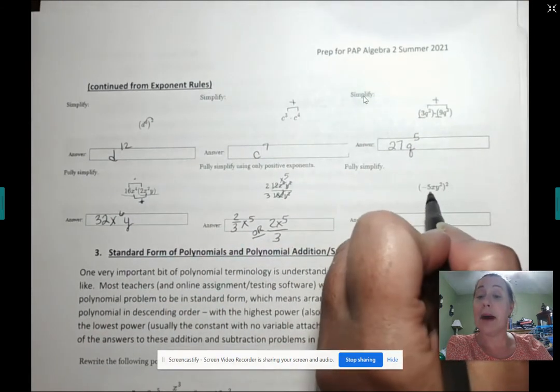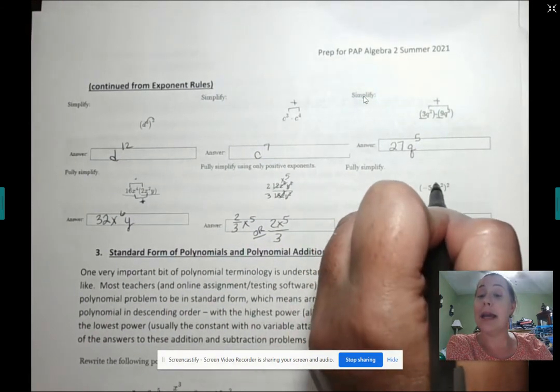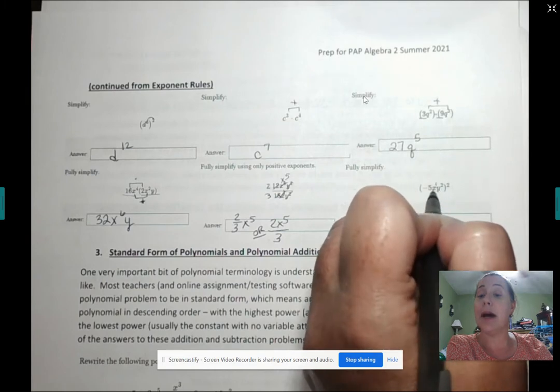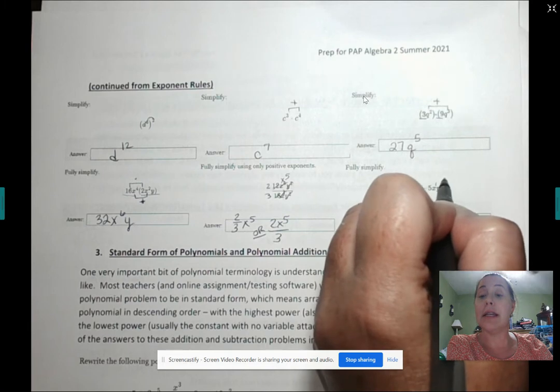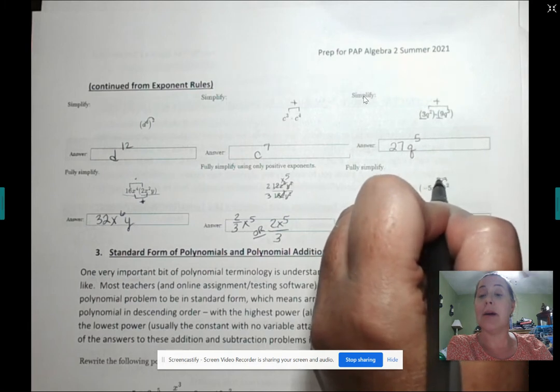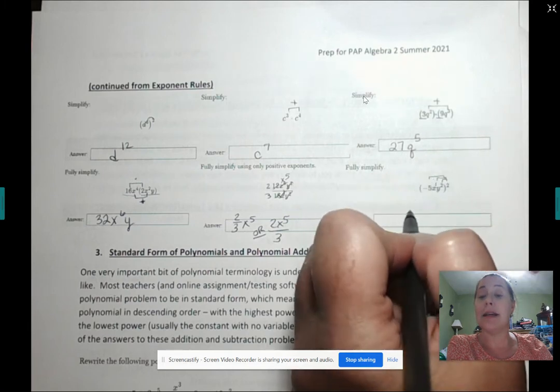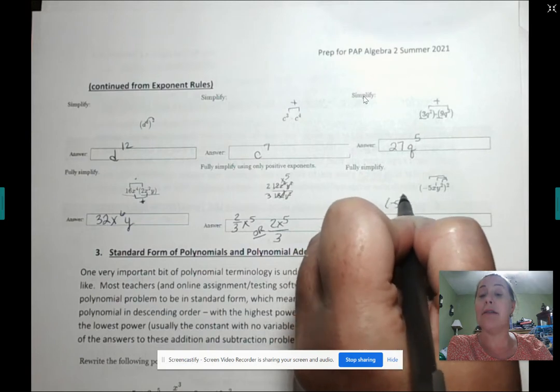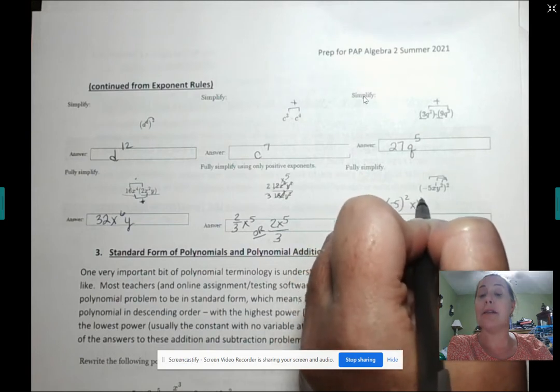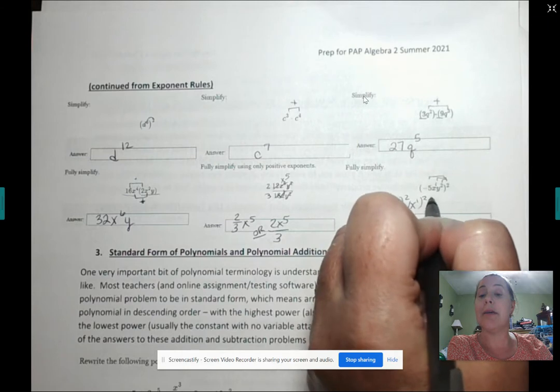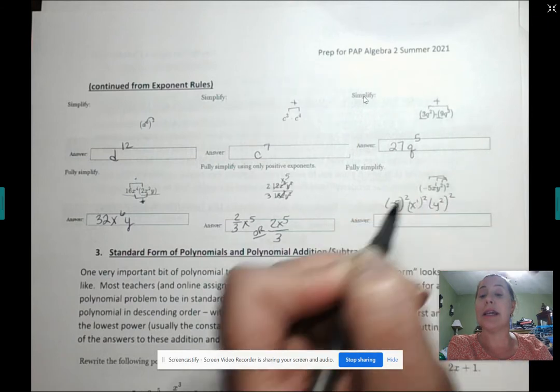And then we've got a power to a power. Now this one's more complicated because x has its own power. Even though you don't see it, it's a 1. And -5 also is going to need to be raised to the 2nd power. So I have 3 things that need to be raised to the 2nd power. I have -5 to the 2nd power, I have x to the 1st to the 2nd power, and I have y squared to the 2nd power.